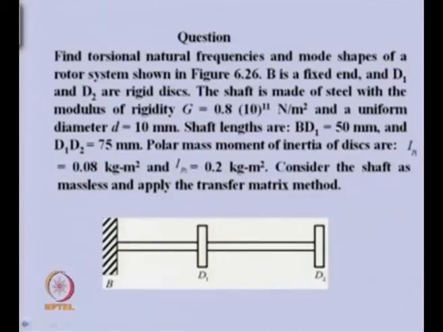Now we will see a slightly more complex example in which we have two disks. The example is this one. We have a cantilever beam in which two disks are there, and the various properties of the disks, lengths, everything is given here. We are considering the shaft as massless, with only inertias at the disks, and this end is fixed and the other end of the beam is free.